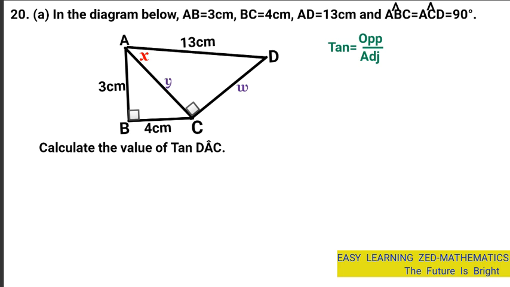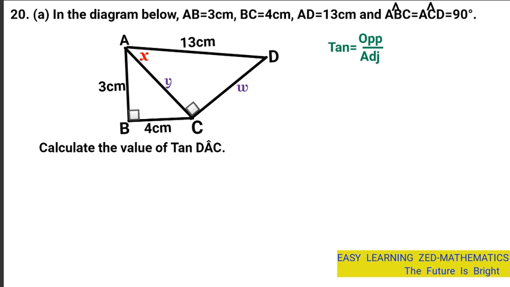Now when you look at these sides, they are not given. That is where the question gets complicated, because those two sides which we are supposed to use to find the tangent of x are not given. So what are we going to do? We're going to first find those sides.